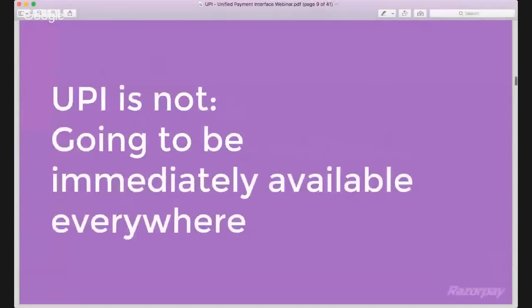UPI is not going to be immediately available everywhere, which means as of now, banks and other partners that are integrating with UPI are still undergoing this process, so integration is still ongoing across the board. However, you can see UPI being accessible to the general public somewhere around the summer of this year. And this does not mean you'll see it across all banks. Each and every bank will have different bandwidth available and different priorities for UPI. And it'll take somewhere from the summer of this year to the end of this year to see it accessible everywhere.